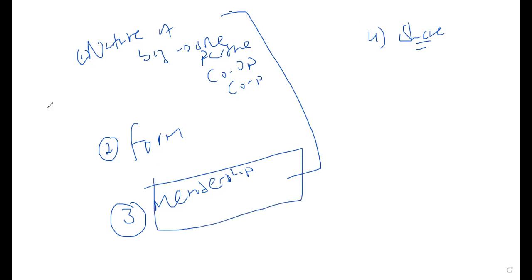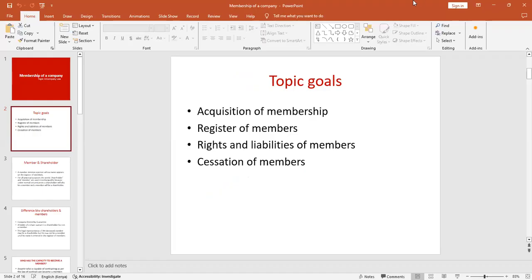As far as the topic is concerned, we are interested in 4 main things, okay? In this case, we're talking about how exactly you become a member. So acquisition, issues surrounding the register of members, and then the rights of members as well as their responsibilities or their liabilities, things that they can be liable for if they fail to meet them. And then how do you stop being a member? So we're going to look at all that.